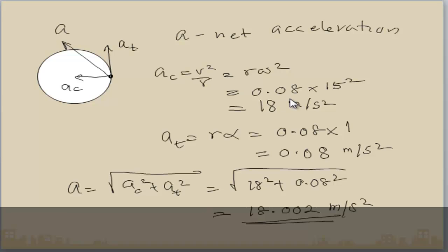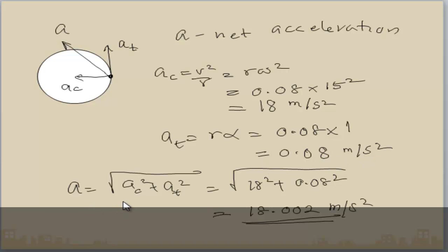So that's 0.08 times 15 squared, because we need to convert the radius into meters. So that's why it's 0.08. So it's 18 meters per second squared. So that's the centripetal acceleration. The tangential acceleration is radius times alpha. Radius is 0.08, alpha, the angular acceleration, is 1 radian per second squared. So the tangential acceleration becomes 0.08 meters per second squared.